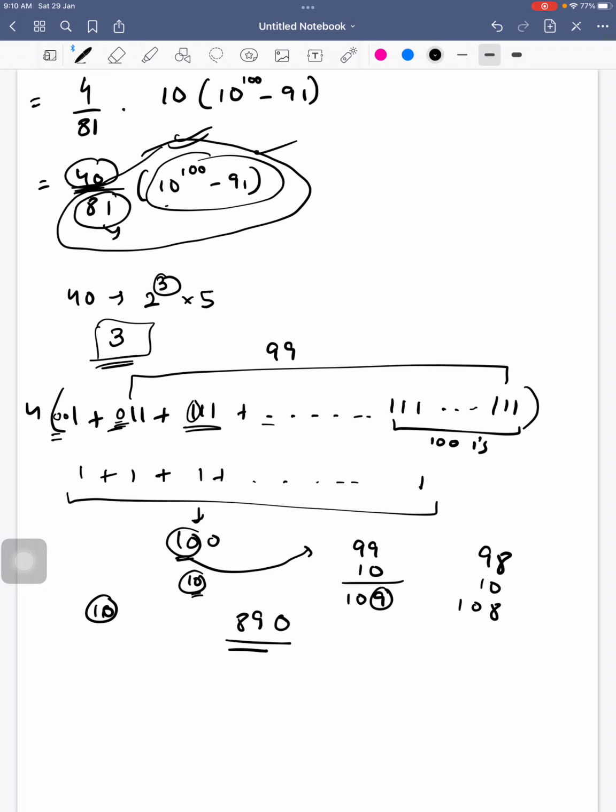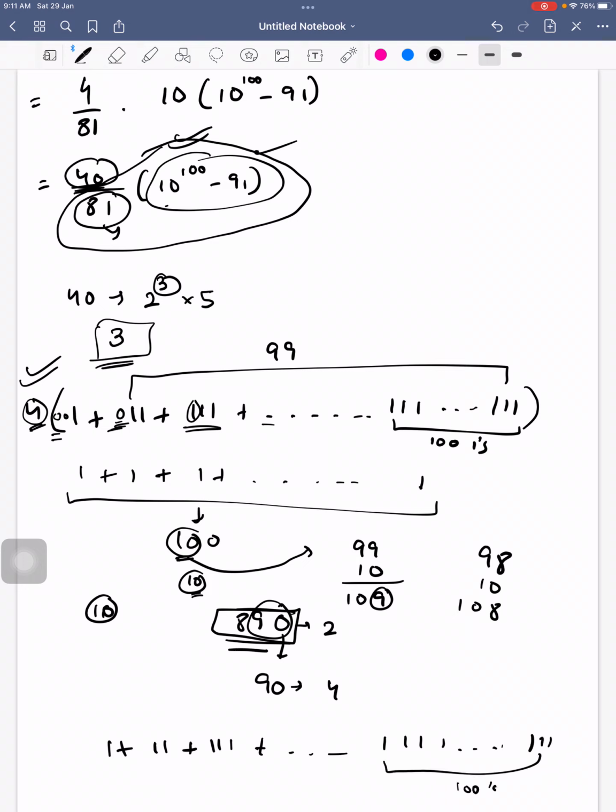Okay, now if we see carefully, the last 3 digits are divisible by 2. Now to check the divisibility by 2, we have to see only if the last digit is even or not, right? The last digit is 0, which is divisible by 2. So the whole expression, excluding the 4, is divisible by 2. Now the last 2 digits are not divisible by 4, right? Since 90 does not equal 4 times x, where x is an integer. So the whole expression, that is 1 plus 11 plus 111 plus so on until 100 ones, is not divisible by 4.